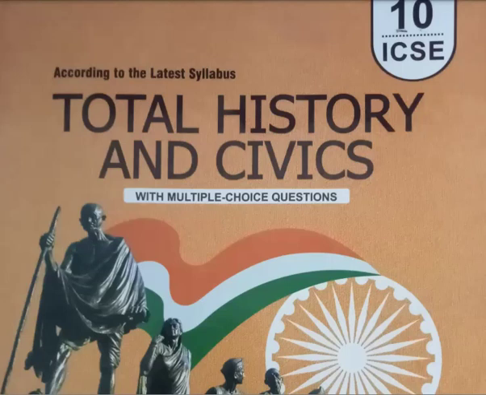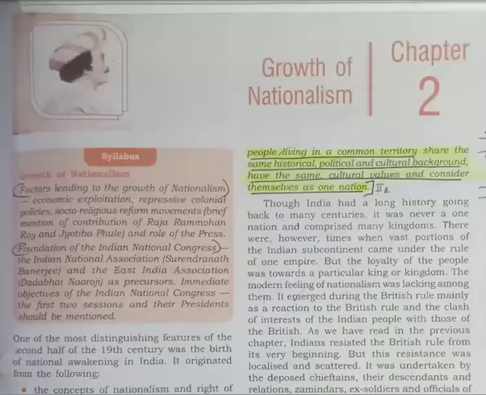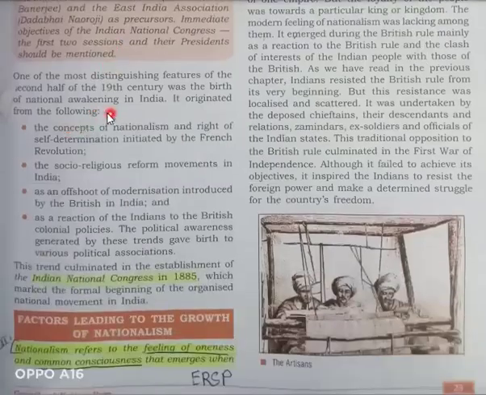So in this video, we're going to be doing chapter 2. So let's scroll down. Growth of nationalism, chapter 2. This is a fun chapter, almost the same as chapter 1. The first thing is that the Indian National Congress was established in the year 1885, which marked the formal beginning of the organized national movement in India.